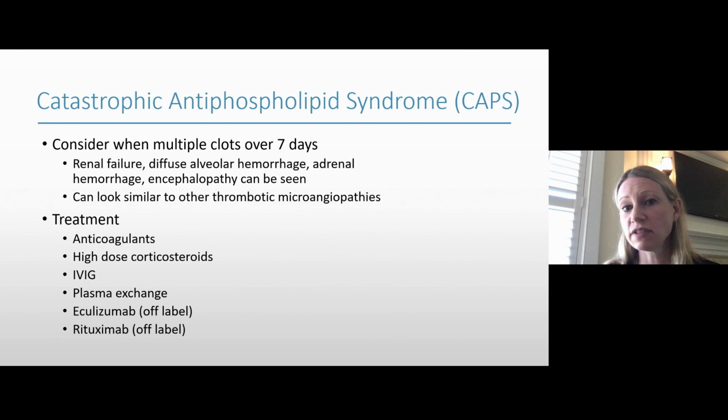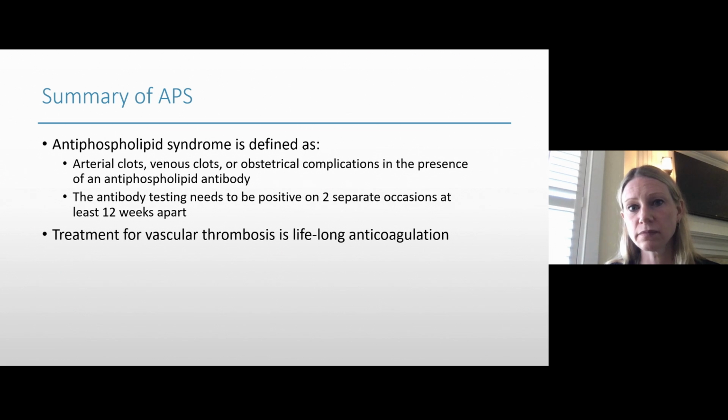And this can look similar to other thrombotic microangiopathies. The treatment for catastrophic APS is really, there's nothing supported by trial data, but anticoagulants are essential, as well as high-dose steroids. Typically used are IVIG, plasma exchange, eculizumab, so inhibition of C5, and rituximab, so inhibition of CD20, sorry.